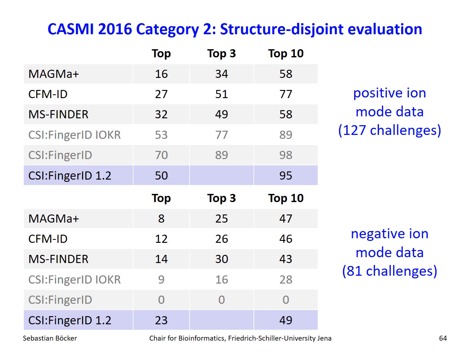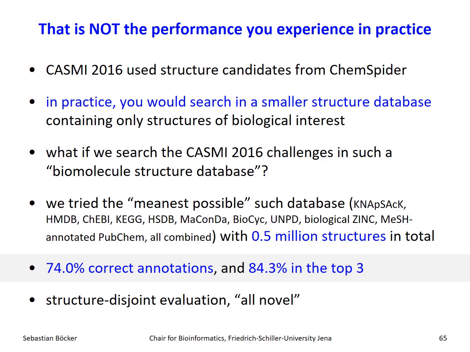What we use as the default here is a combination of everything that we could find. That contains about 500,000 structures, now going up to maybe 1 million structures. It's all the structures from these other databases. And if you search the CASMI 2016 data in there, you get almost 3 out of 4 correct, and almost 85% in the top 3. And this is again ensuring structure-disjoint evaluation; all compounds are novel.